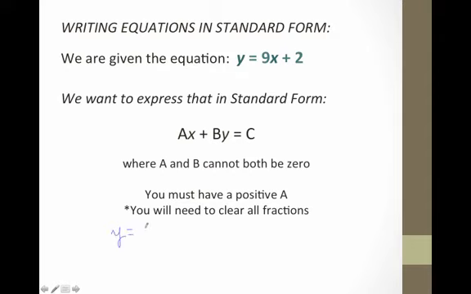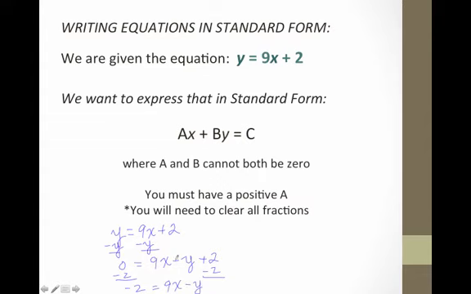Well, I've got y equals 9x plus 2, and remember I need to keep my x positive. So what I'd like to do is move my y over to this side so that I don't have to deal with a negative x. So I'm going to subtract my y on both sides, and I get 0 equals 9x minus y plus 2. I'm going to have to subtract 2 from both sides, and I get negative 2 equals 9x minus y.